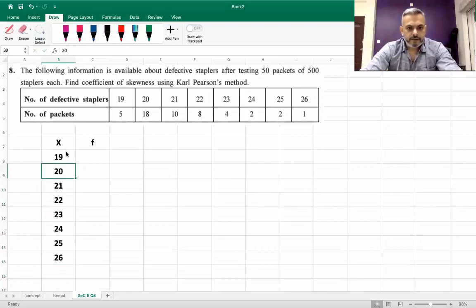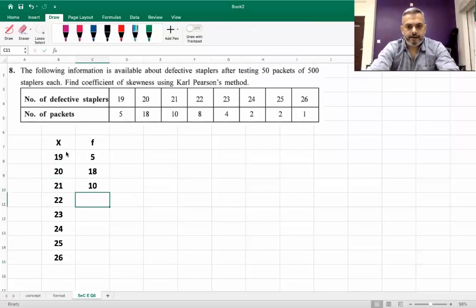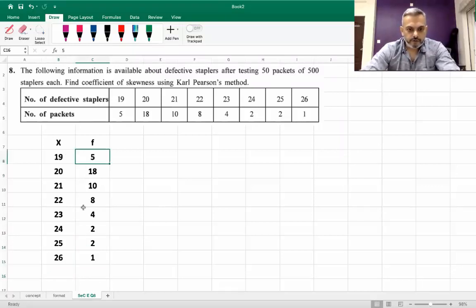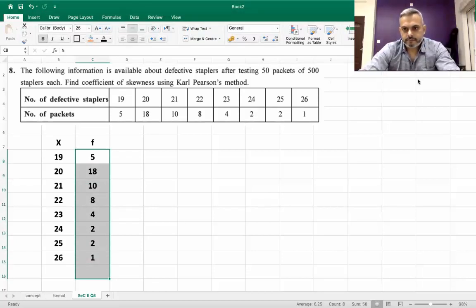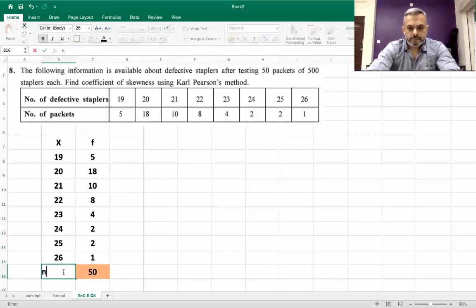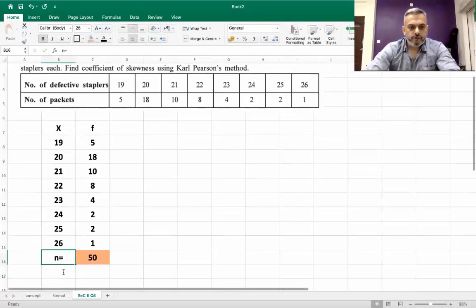26, 5, 18, 10, 8, 4, 2, 2, 1. Now we do the total. Total is equal to 50. N is equal to 50.